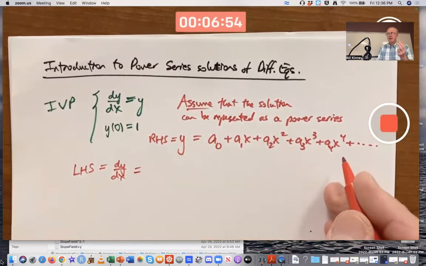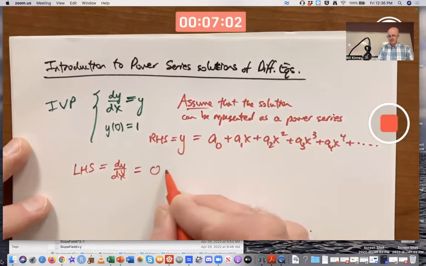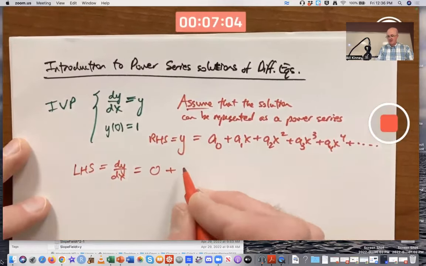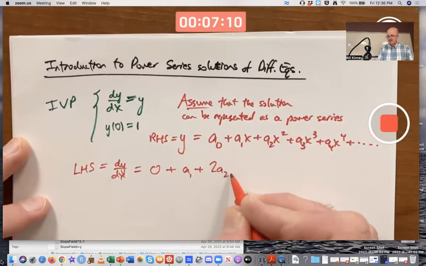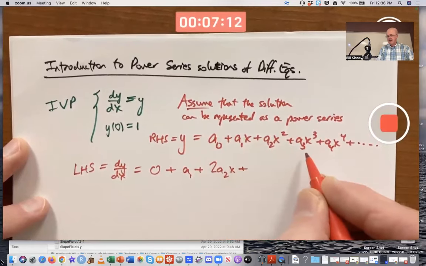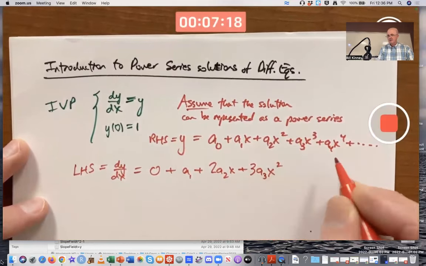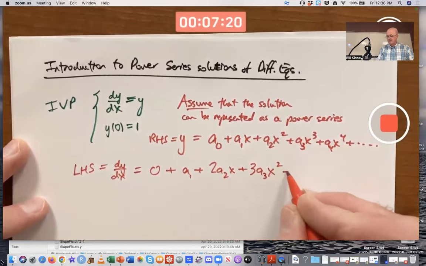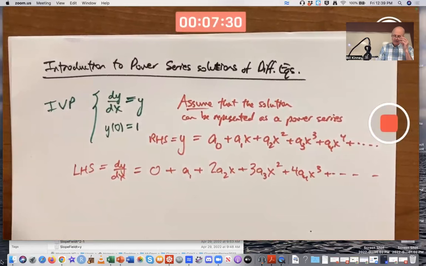Assume you're in the interval of convergence, where theoretically you can prove that you can differentiate term by term. The derivative of a constant is 0. The derivative of a1 times x is a1. The derivative of a2 times x squared is 2a2x. The derivative of a3x cubed is 3a3x squared. The derivative of a4x to the 4th is 4a4x cubed, etc. These two things are supposed to be equal to each other for all x in possibly some small interval centered at 0.